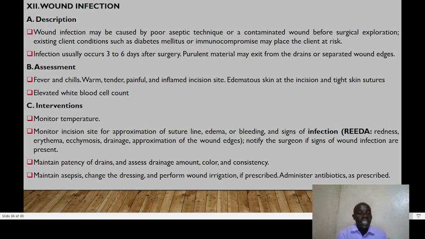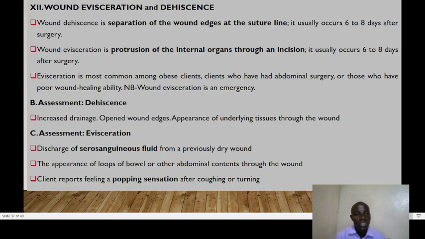Also, you need to monitor the incision site for approximation of the suture line, edema or bleeding, and signs of infection, which are normally abbreviated as REEDA: redness, edema, ecchymosis, drainage, approximation of the wound. You need to notify the surgeon if signs of wound infection are present. Make sure to maintain patency of the drains and assess drainage amount, color, and consistency. You maintain asepsis, change the dressing, and perform wound irrigation if prescribed. Remember to administer the antibiotics which have been prescribed for your patient.